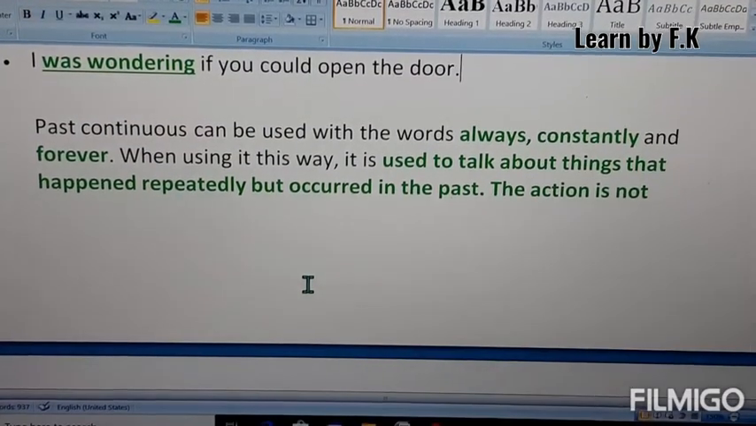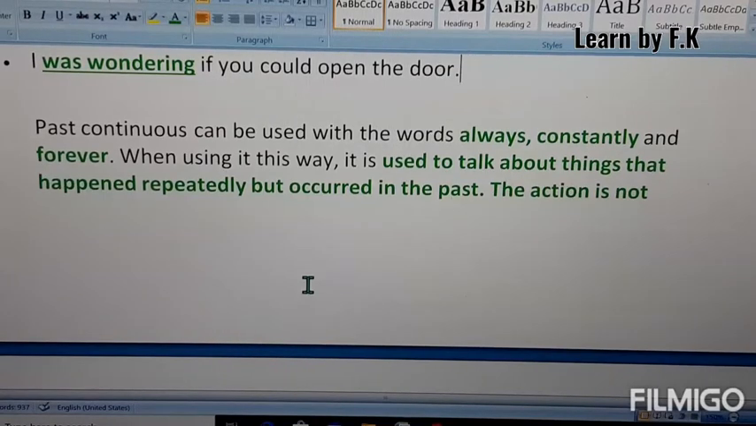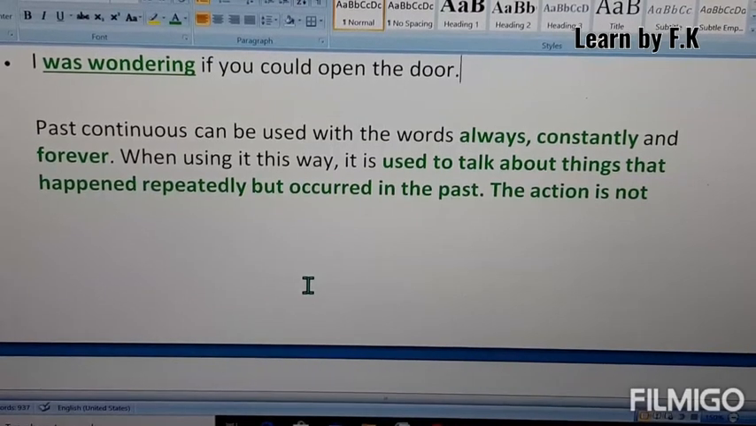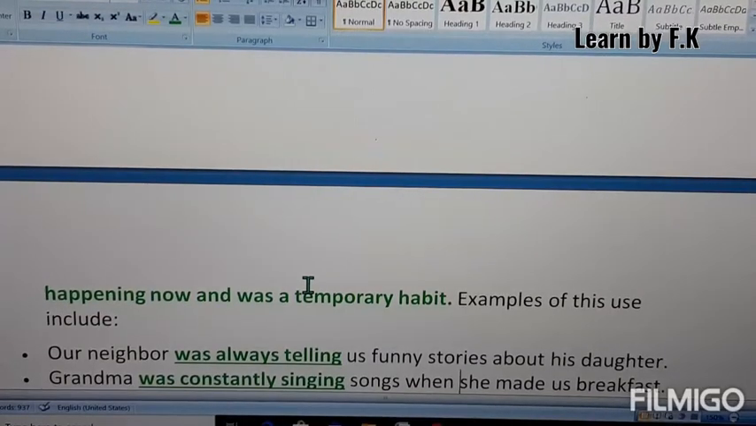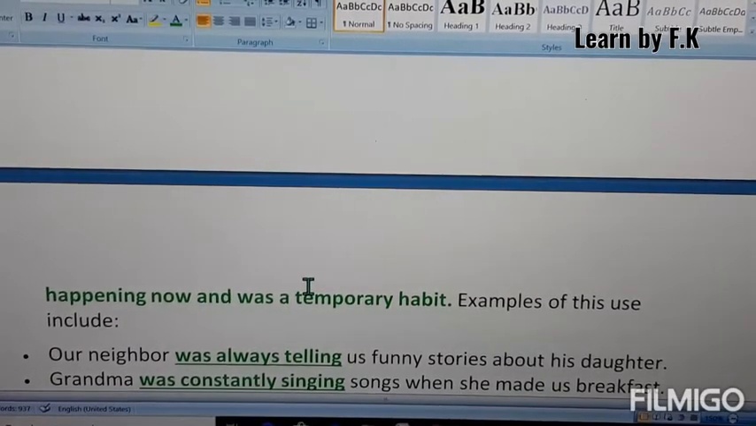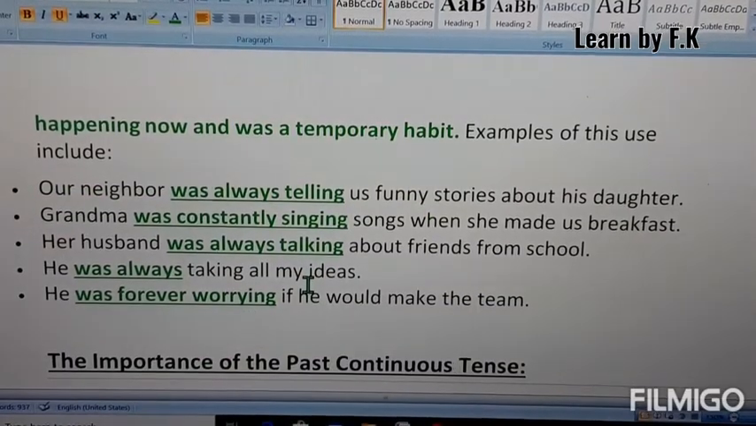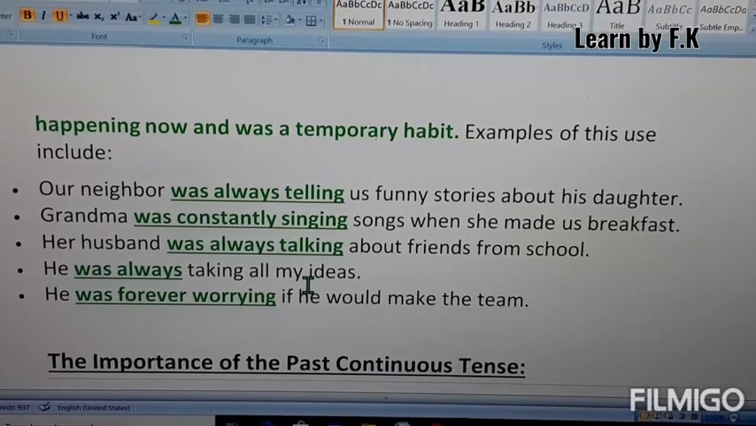Next one, past continuous tense can also be used with the words always, constantly, forever, which are about things that happened repeatedly or routinely but occurred in the past. The action is not for a long time. It was happening in the past on a temporary basis, a temporary habit. Examples of this use include: our neighbor was always telling us funny stories about his daughter. Grandma was constantly singing songs when she made us breakfast.